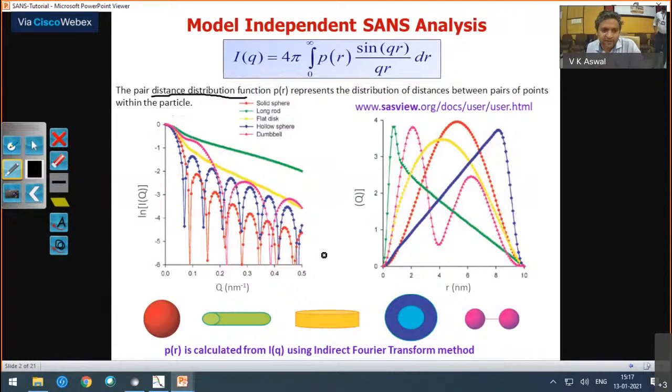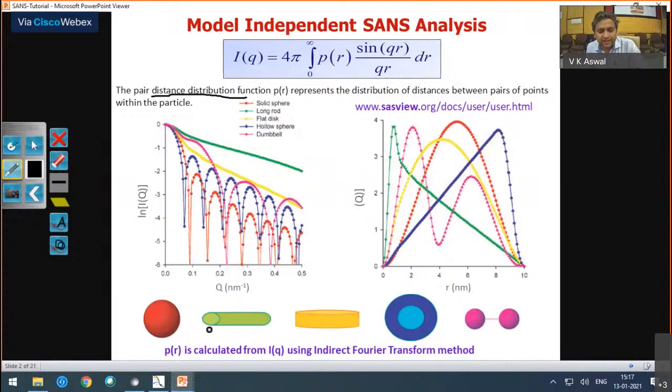So these are the typical profiles. This must be discussed by Dr. Aswal also. For example, in case of a sphere, the data looks like this, but when we take P of R, it is like this. So we are getting a mean radius, and then this is the distribution.